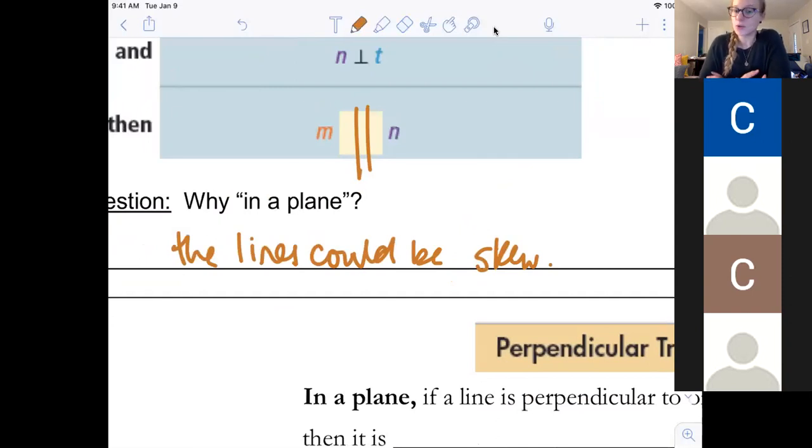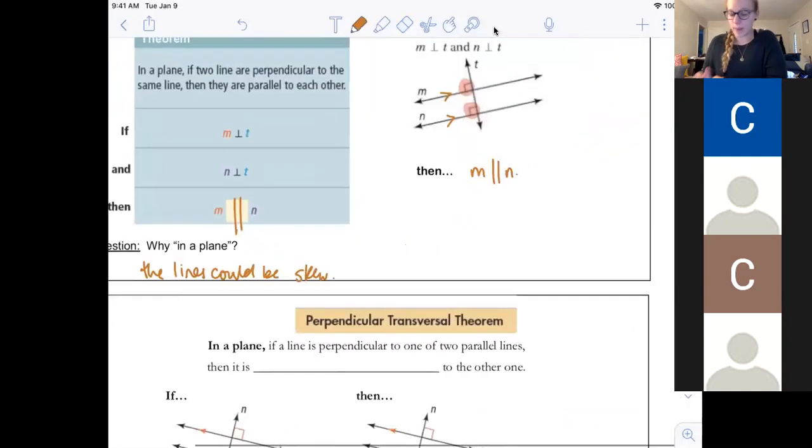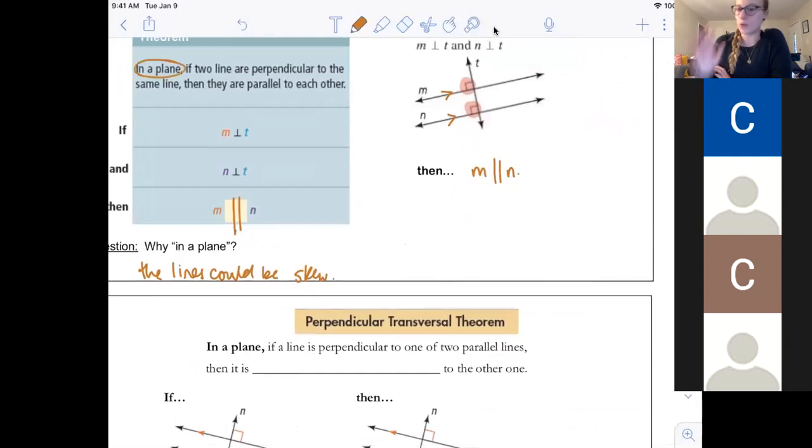So I wish I could show you what I'm talking about. But essentially, you could have one line be perpendicular to this line, and then I could have another line going this way that's also perpendicular to it. Again, it's hard to show it in 3D, but what I'm saying is that I'm always going to do this in a plane in one 2D setting. Because if not, then they could be skew and not parallel.